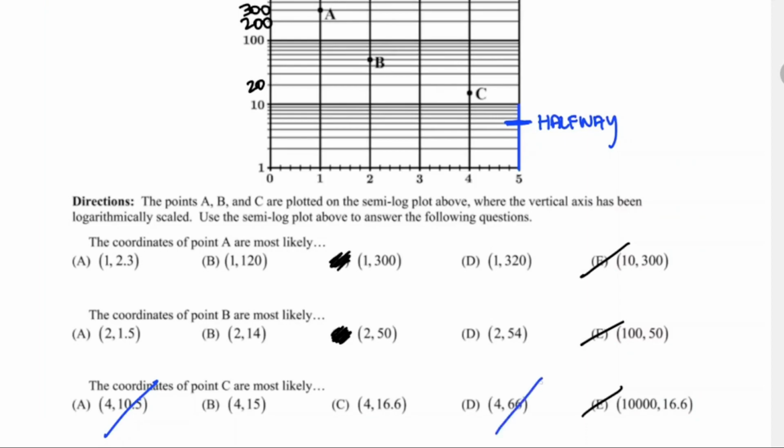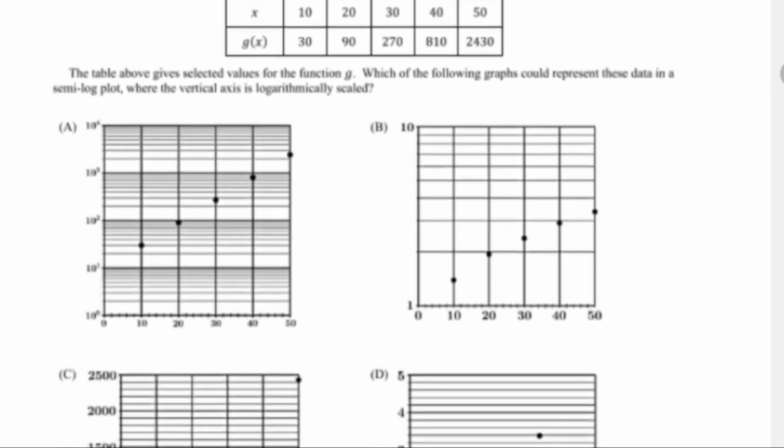I also don't like 66. That's not even close. I know it's between 10 and 20. But I'm noticing that on the semi-log scale, halfway actually looks more like 3/4 of the way. So point C does look like it's a little bit more than halfway between 10 and 20. But it's definitely at most 3/4 of the way up there. 16.6 would be even closer to 20. So I am pretty confident in saying that it's most likely going to be 4 and 15. But that's a bit of a stretch, I think. I'm just going to move on.